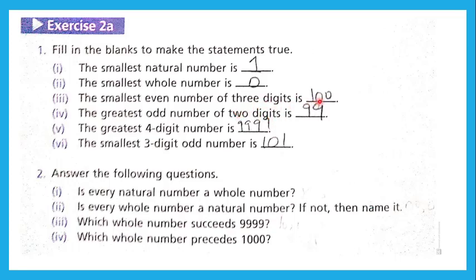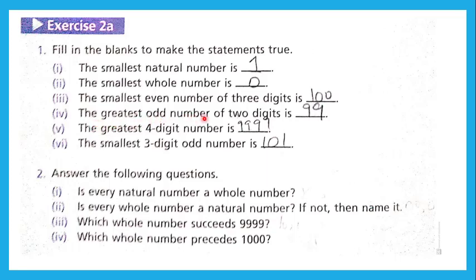The smallest 3-digit number is 100. Up to 99 there are 2 digits. After 99 it comes 100, and in 100 we have 1, 2, 3 digits, and this 100 is also an even number because this 100 can be divided by 2. So this is the required answer.